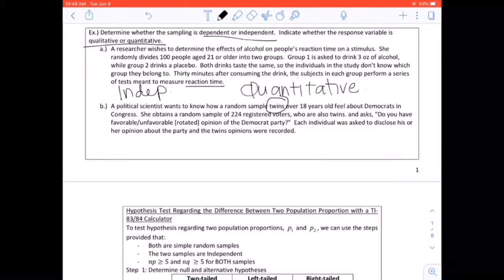So, first question, is the sampling dependent or independent? Well, since we're dealing with twins, if I select one person that's a registered voter and survey them, I have to select their twin. So that's dictating who I have to select for my second group. So this is an example of a dependent sampling method. Second question is asking, is the response variable qualitative or quantitative? Since they're asking for their opinions, that is not numerical, so this is going to be qualitative.